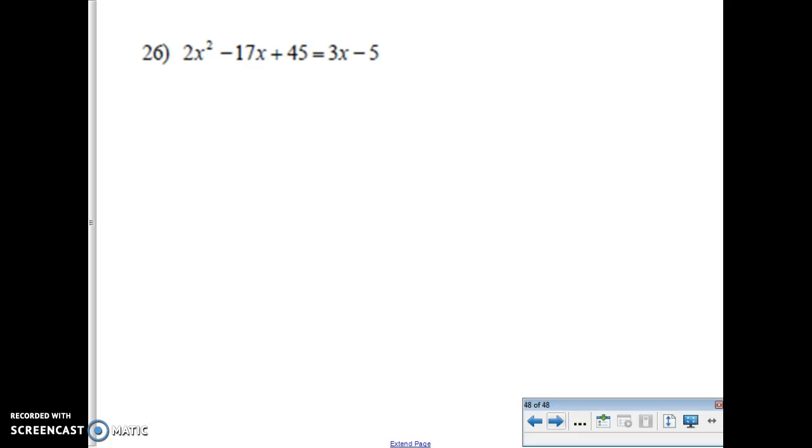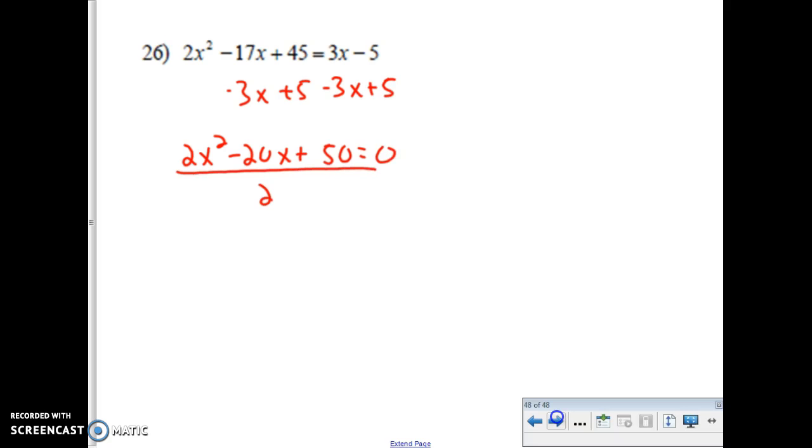Okay, so let's do one more. Looking at this one, remember the first thing I want to do is set one side equal to 0. So I'm going to subtract 3x and add 5. So right now I've got 2x squared minus 20x plus 50 equals 0. When I look at this, I can see that 2 goes into all of this. I'm going to divide everything by 2. So I have x squared minus 10x plus 25 equals 0.